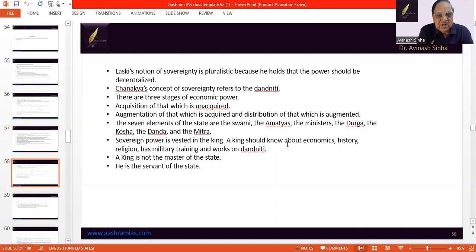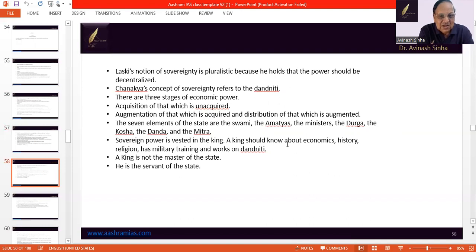Laski's notion of sovereignty is pluralistic because he holds that the power should be decentralized. Reason? Because he said that there are many groups of people with different interests. So the power should be given to all groups of people so that the state can function efficiently.